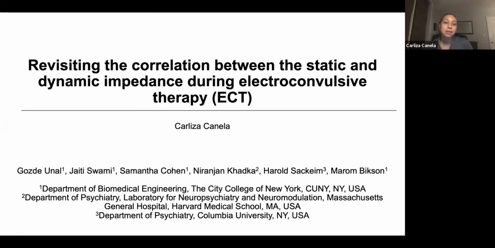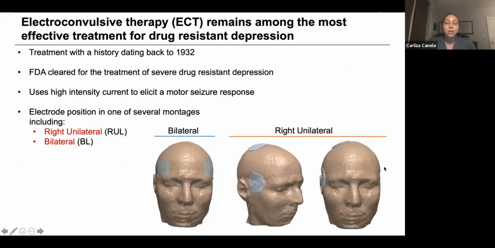I will be talking specifically about the correlation between static and dynamic impedance during electroconvulsive therapy. Electroconvulsive therapy is decades old. It started in 1932, and it is currently cleared by the FDA as treatment for severe drug-resistant depression. It uses a high-intensity current to elicit a motor seizure response in the patient. This high-intensity current is passed through two electrodes that are located on the head. I will specifically be speaking about the right unilateral placement and the bilateral placement, which are pictured below.